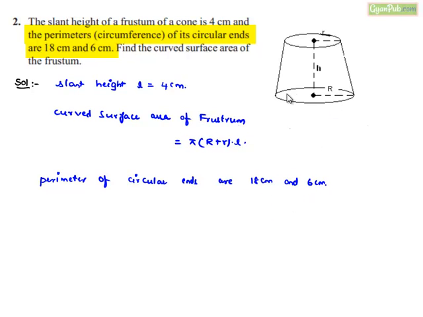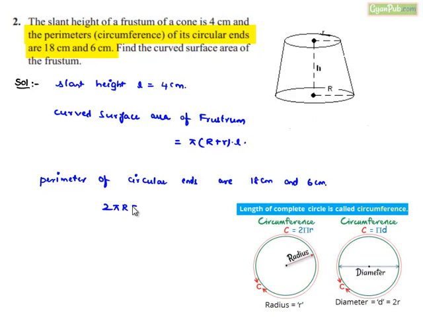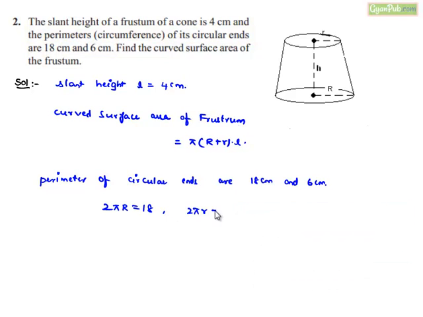As the larger one is 18 centimeters, we can equate 2 pi into capital R is equal to 18, and the smaller one is 6, so here 2 pi into small r is equal to 6 centimeters. From here we get capital R is equal to 18 by 2 pi, that is 9 by pi, and from here we get small r is equal to 6 by 2 pi, that is 3 by pi.